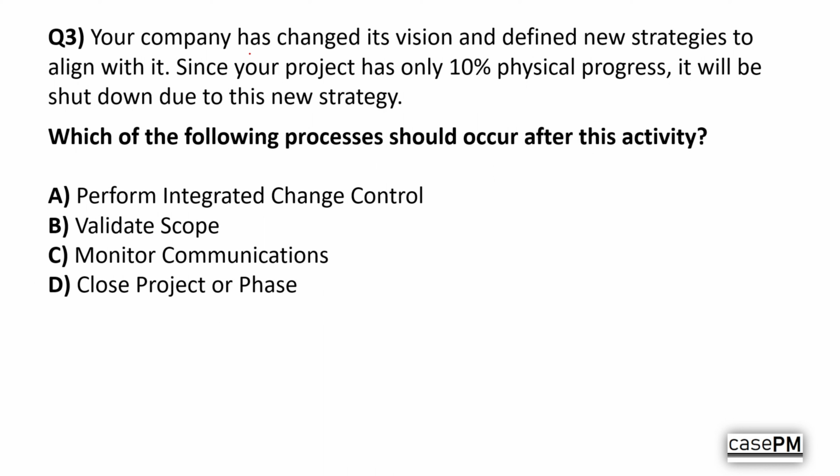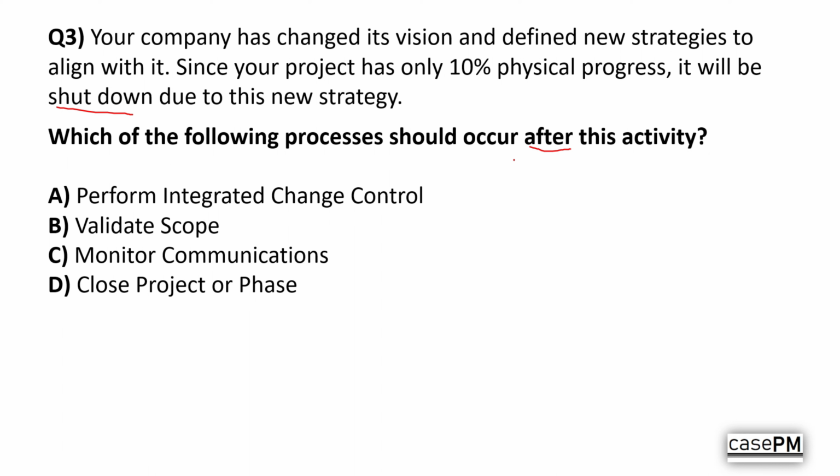Your company has changed its vision and defined new strategies to align with it. Since your project has only 10% physical progress, it should be shut down due to this new strategy. Which of the following processes should occur after this activity? In this question, the key phrase is that the project will be shut down due to a strategic decision. After the termination decision, we should think about the immediate next process in the correct sequence.